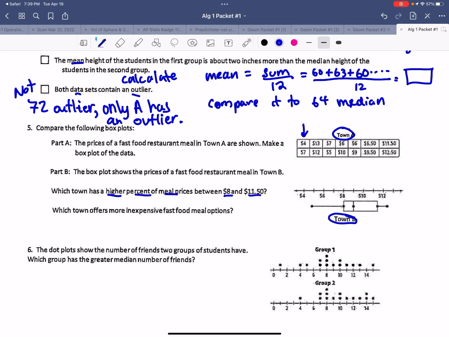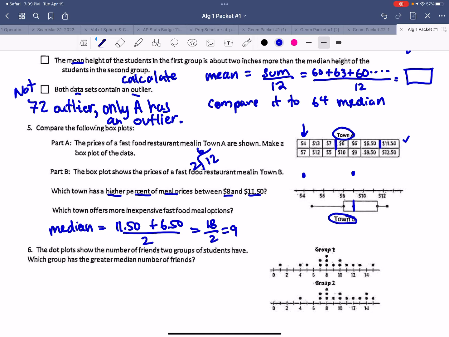Okay, so our minimum is 4. And how many do we have? 12. Okay, so we can divide 12 in half. We get 6. So 1, 2, 3, 4, 5, 6. Okay, so our median here is halfway between $6.50 and $11.50. So what is that? $17, $18. So we get 9. So here at $9 is the median. Interesting, $9 is the median there as well.